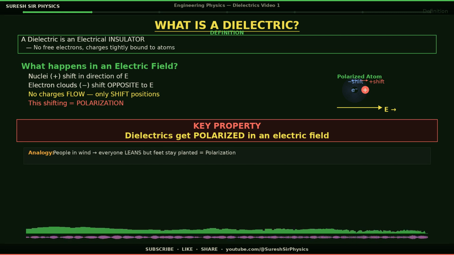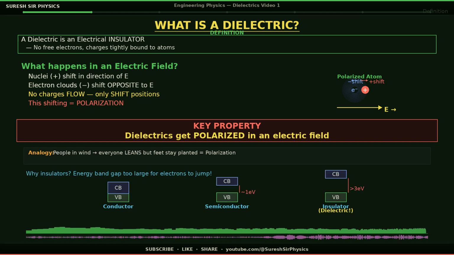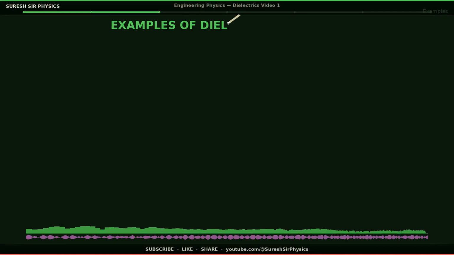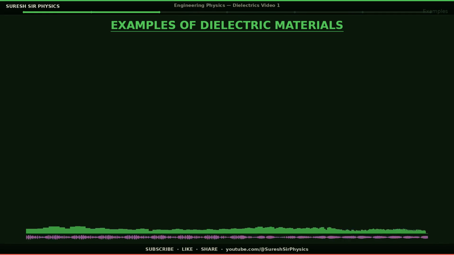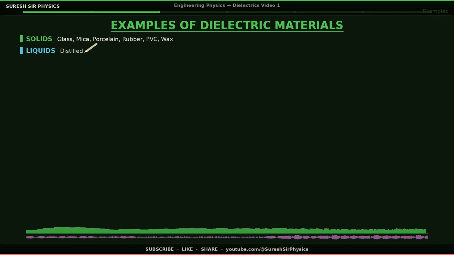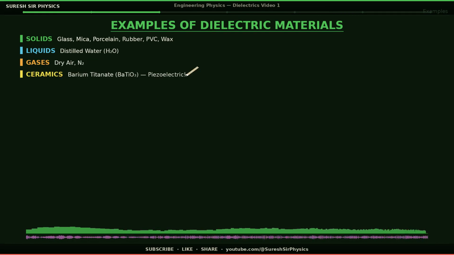Let me give you an analogy. Think of a group of people standing in a field. Normally, each person stands in their own spot, no net displacement. Now a strong wind blows from the left. Everyone leans slightly to the right, but their feet stay planted on the ground. Nobody actually moves from their position. No current flows, but everyone has shifted a little. This leaning is what we call polarization in a dielectric.